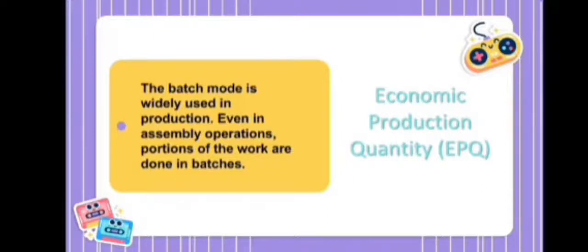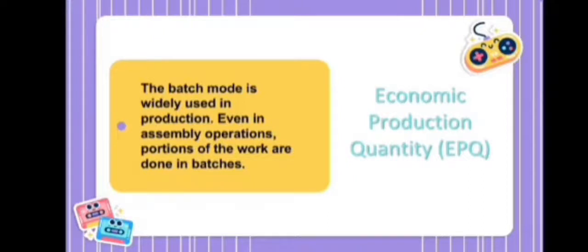The batch mode is widely used in production, even in assembly operations. Portions of the work are done in batches. The reason for this is that in certain instances, the capacity to produce a part exceeds the part's usage or demand rate. As long as production continues, inventory will continue to grow. In such instances, it makes sense to periodically produce such items in batches or lots instead of producing continually.